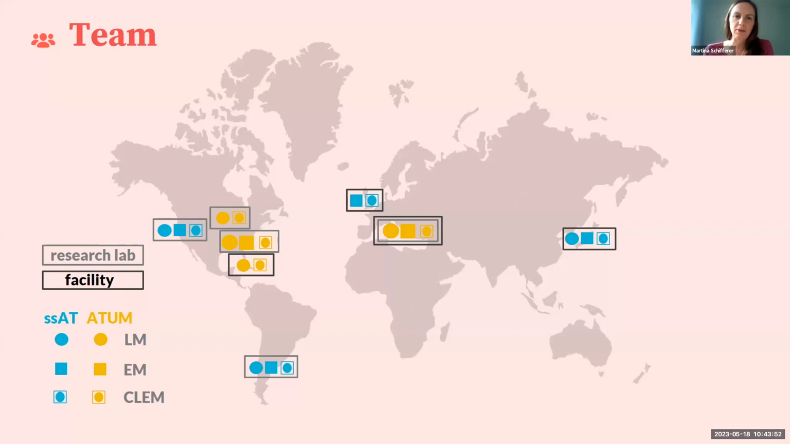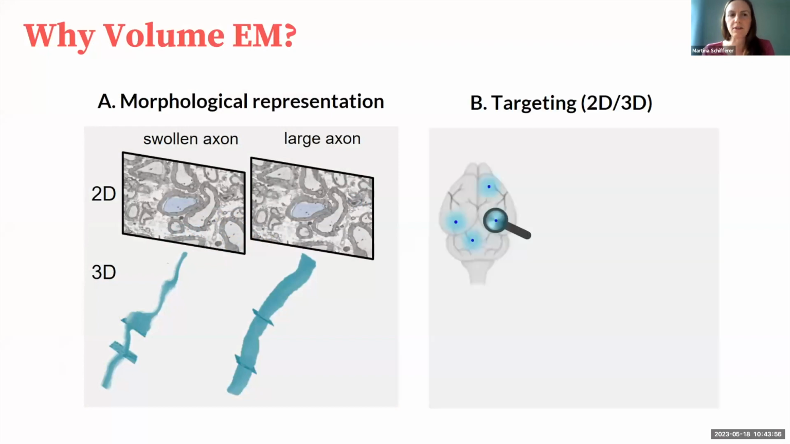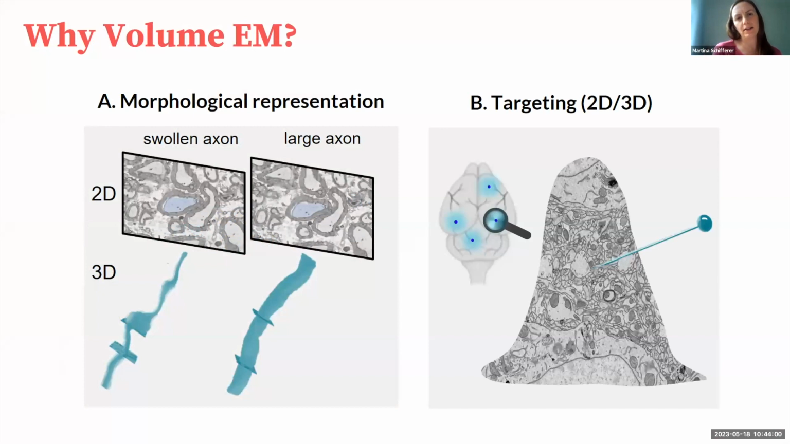And what basically brought us to this initiative is, first of all, we were thinking, why is volume electron microscopy needed? So it's both the morphological representation in 3D, that's kind of clear, because sometimes you have ambiguous structures, but it's also the targeting in 2D or 3D. So if you search for a rare structure or want to target a site that you previously identified by light microscopy, you also need a volume.